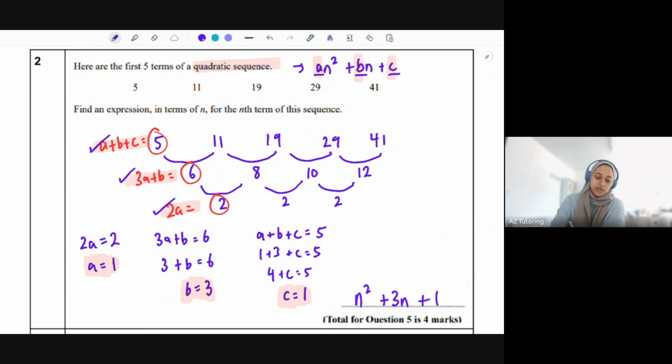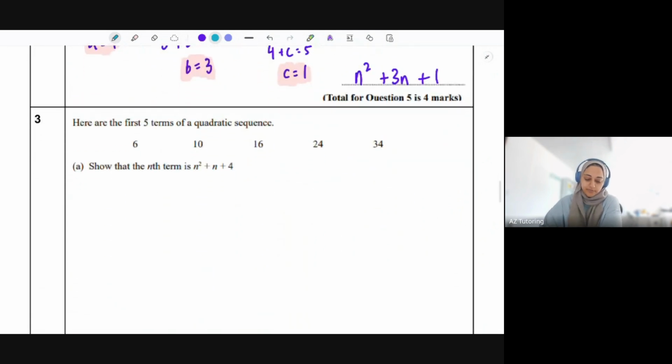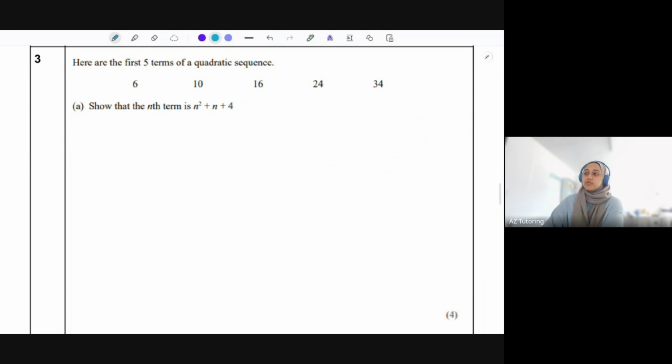But just to reiterate, these equations will always work for a quadratic sequence. Let's do another example, just to prove to you that it always does work. Here's the first 5 terms of a quadratic sequence again. So as soon as you see this word, quadratic sequence, you should be thinking an squared plus bn plus c, where we're finding a, b, and c. Show that the nth term is n squared plus n plus 4. So this is quite good because they've told you the answer in the question. So you're working towards an answer that they've already given you.